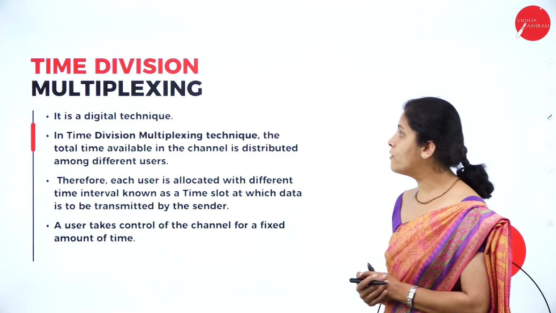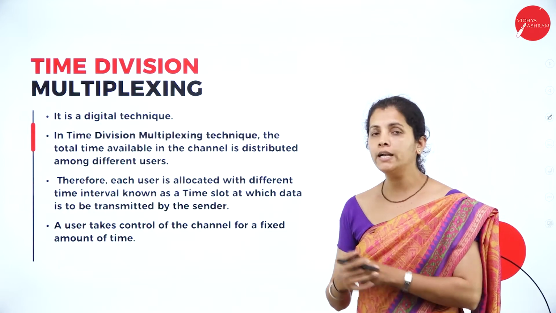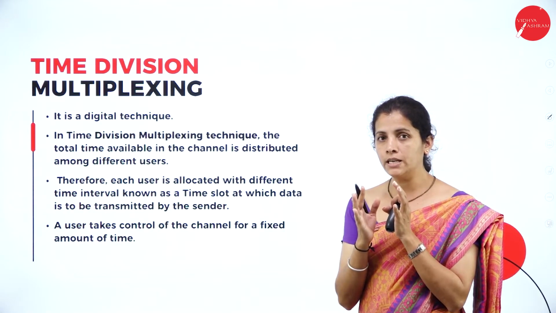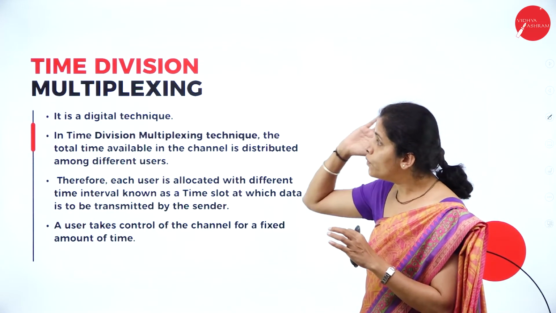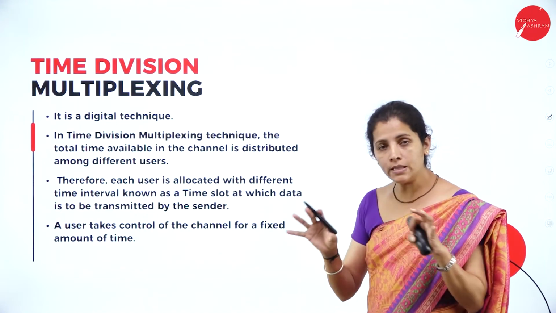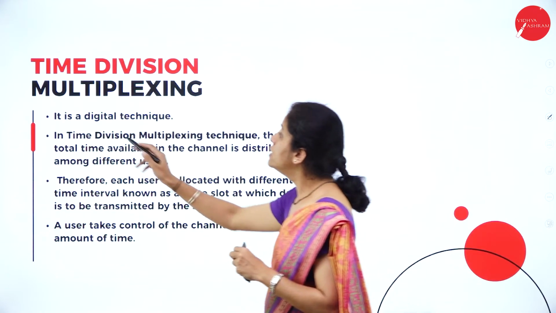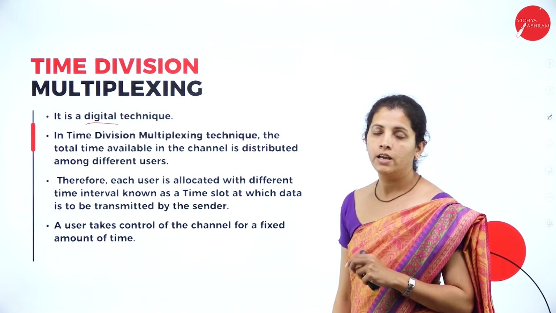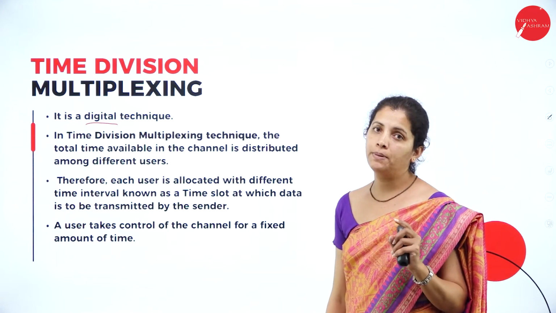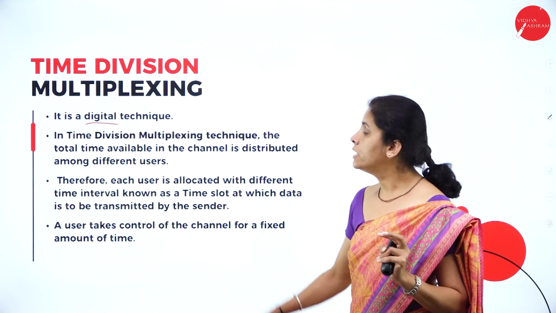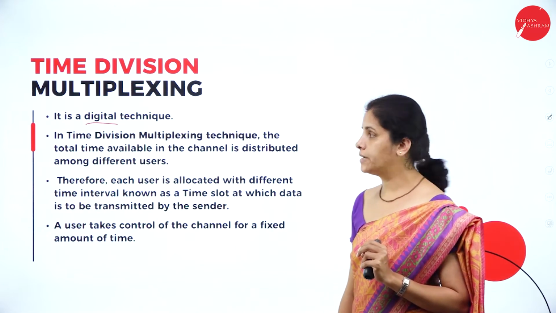And the last type of multiplexing here is time division multiplexing. So dear student, if I consider frequency division multiplexing, I'm going to divide the frequency. But here I'm going to divide the time. So frequency remains same, but I'm going to divide the time. So here it's a digital technique. If I consider frequency division multiplexing as well as wavelength division multiplexing, both are analog technique. But here I'm going to have digital technique.